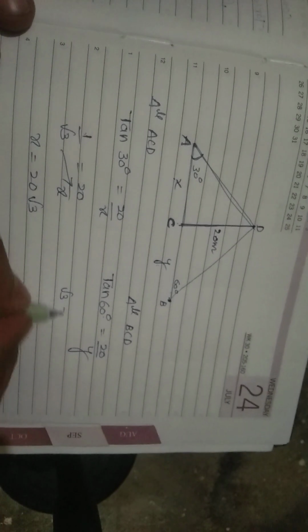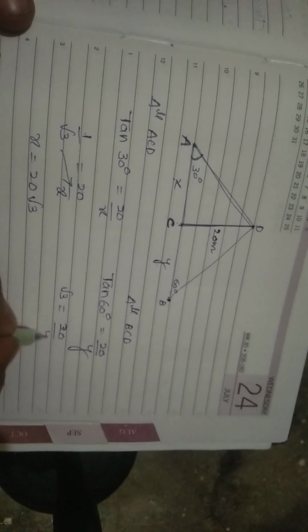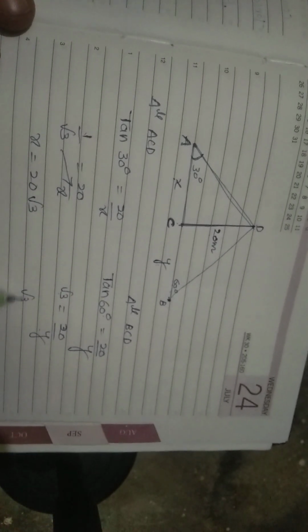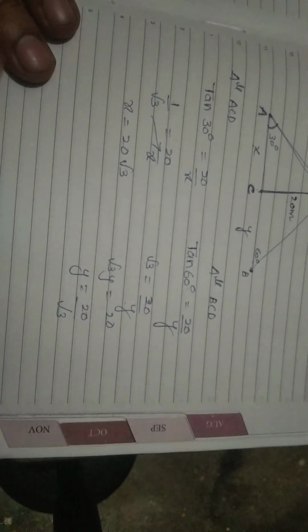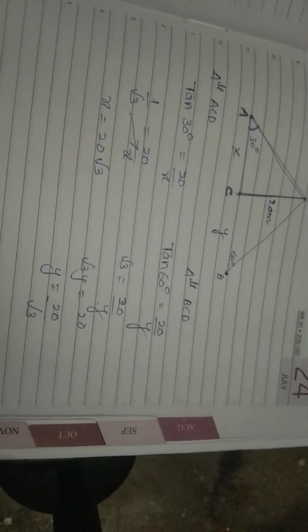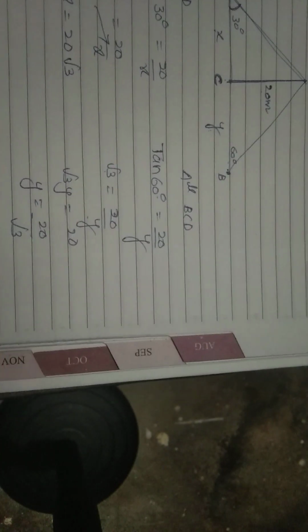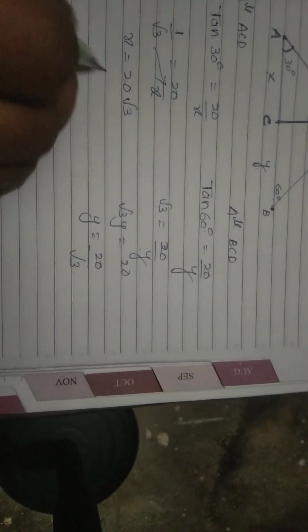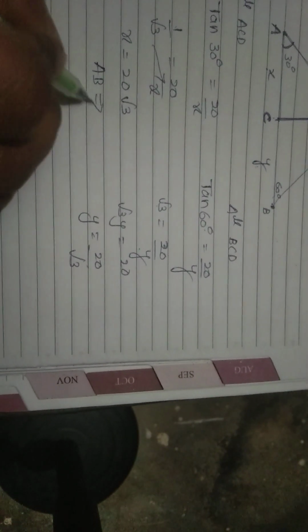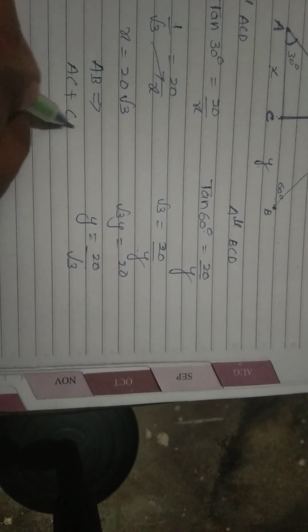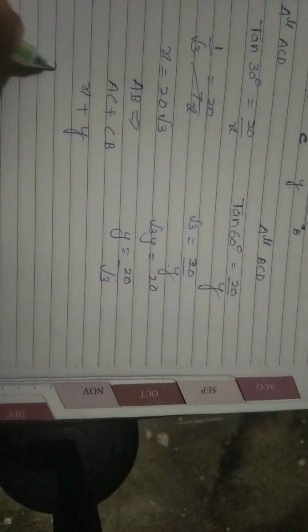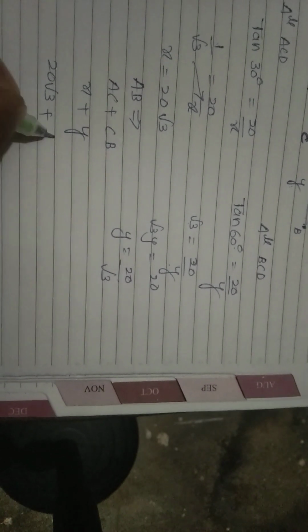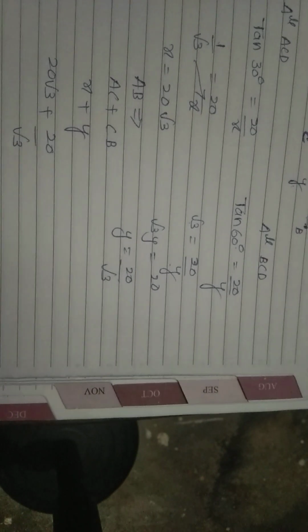What is tan 60? Root 3 is equal to 20 by y. Root 3 into y, root 3 y is equal to 20. Cross multiplication, y is equal to 20 divided by root 3. But actually they are asking to find the distance between the two boys. Distance between two boys means we need to find distance between A and B. AB means AC plus BC, I mean x plus y. x value we got 20 root 3 plus y value we got 20 by root 3.